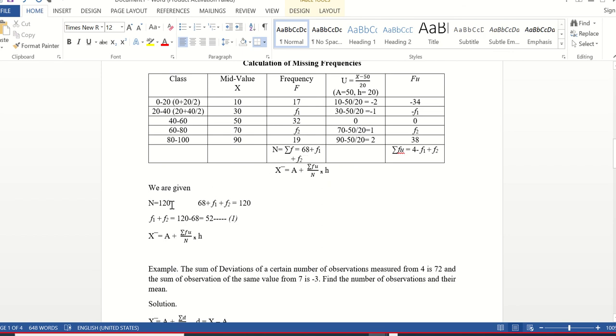So what we can do here is equate these two things. So n equals 120, and 68 plus f1 plus f2 should also be equal to 120, because the summation of frequency is already given to us. So 68 plus f1 plus f2 is equal to 120, right?